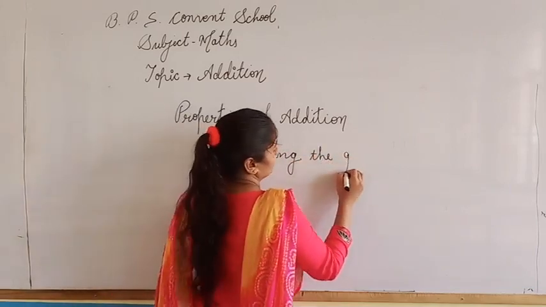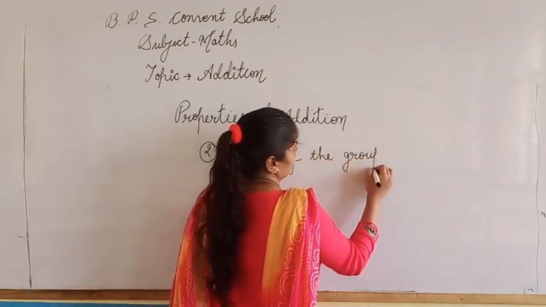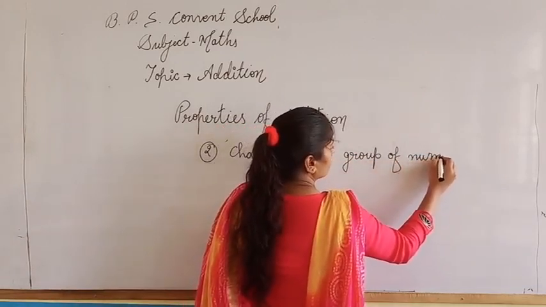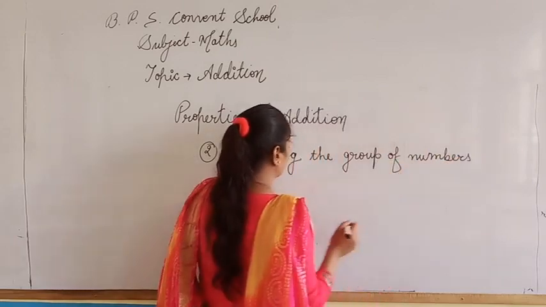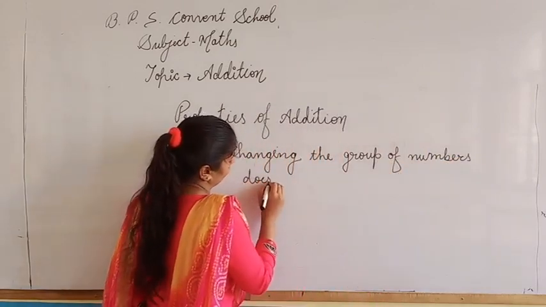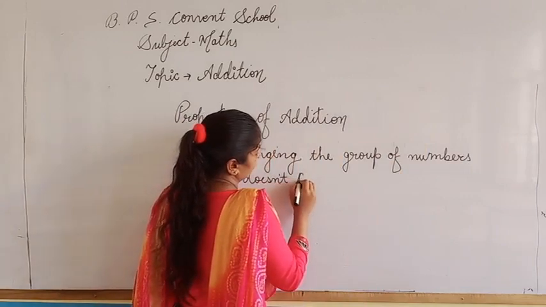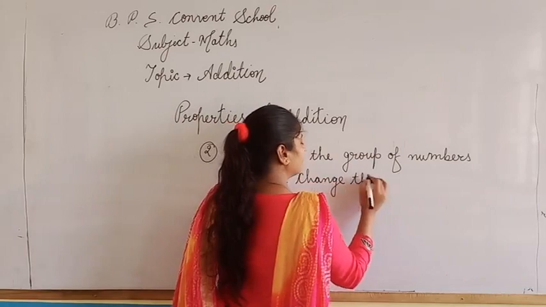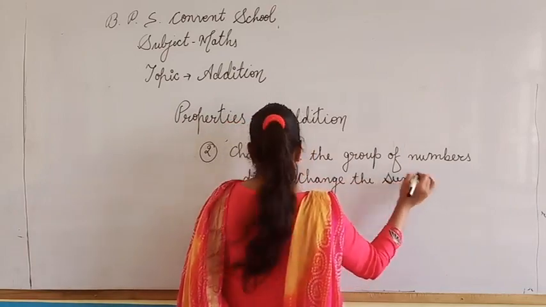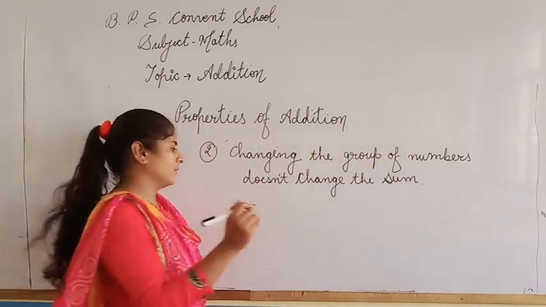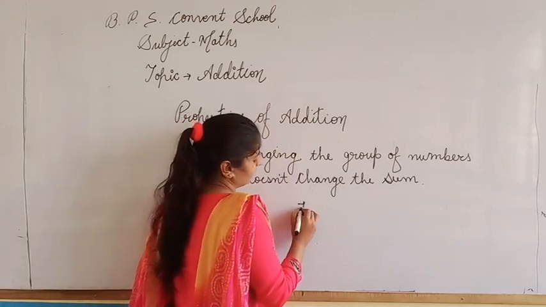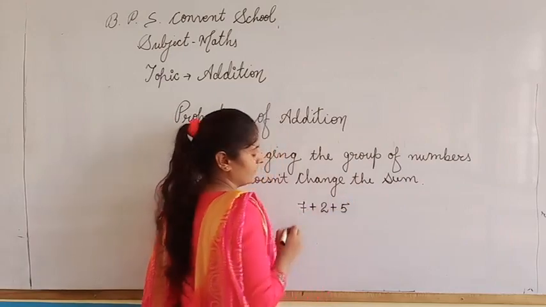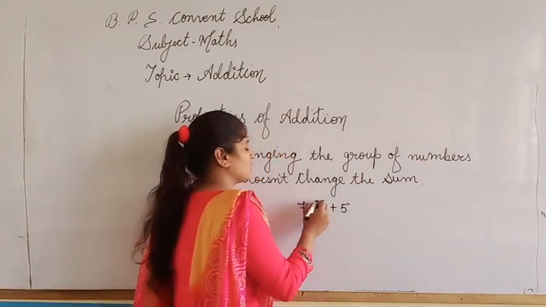Next property: in the group of numbers, changing the group doesn't change the sum. For example, 7 plus 2 plus 5.